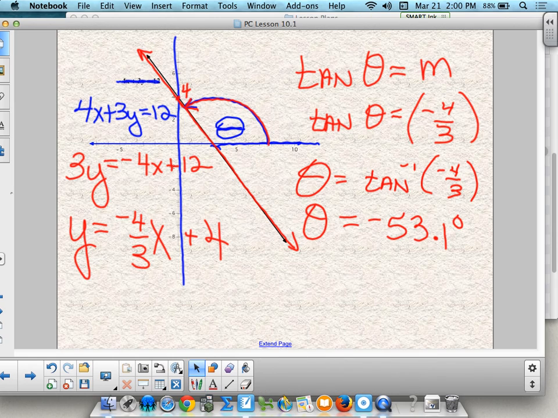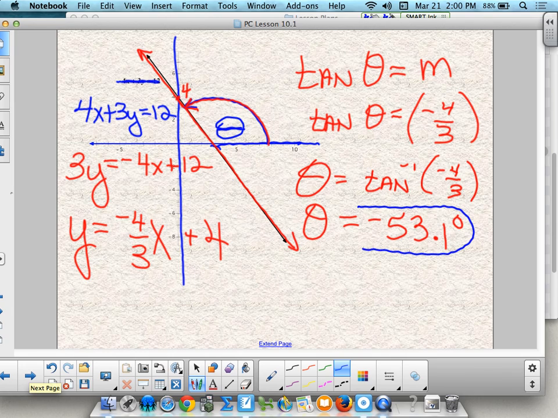So, you've got to think about what happened. The calculator is programmed to tell you inverse tangent of negative ratios in only the 4th quarter. It's telling you to go this way. It's telling you down in the 4th quarter is where tangent is negative. 53.1 degrees downward. Which leads me to believe that this angle right here is also 53.1 degrees.